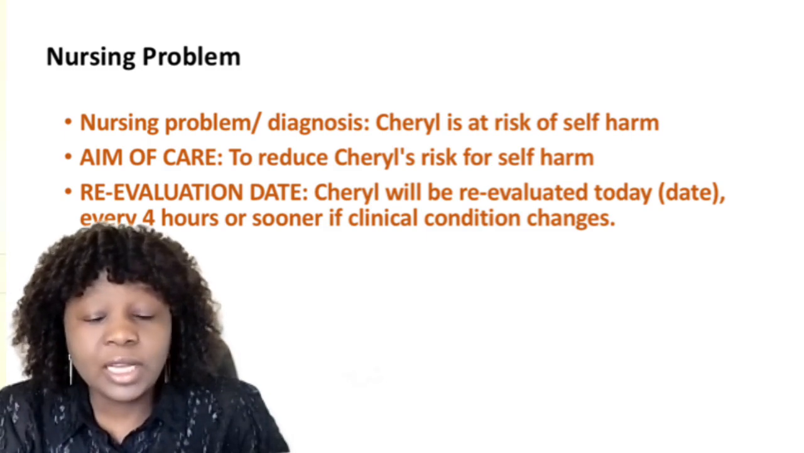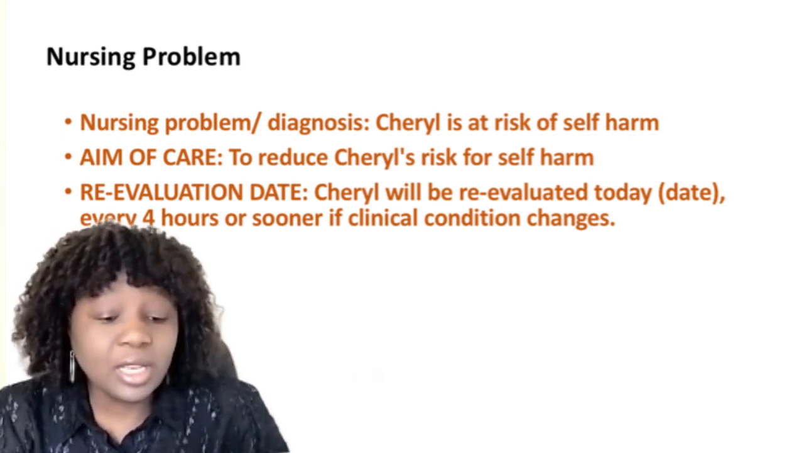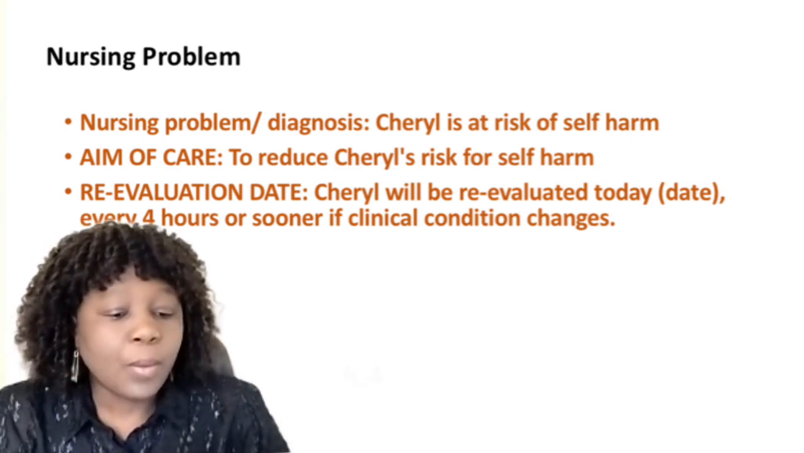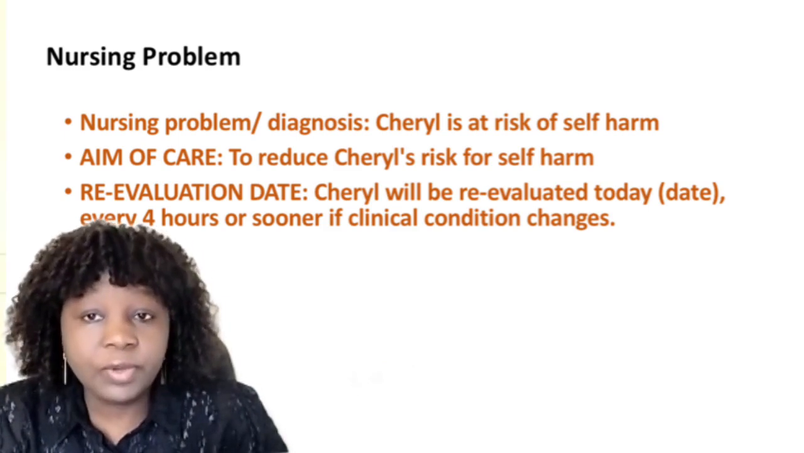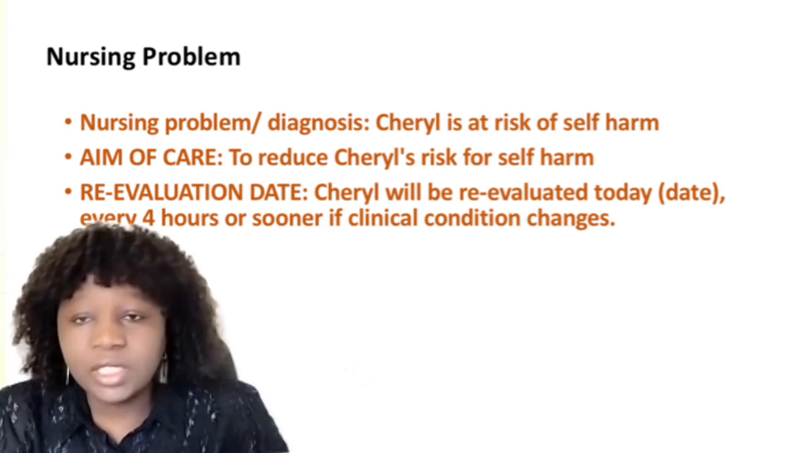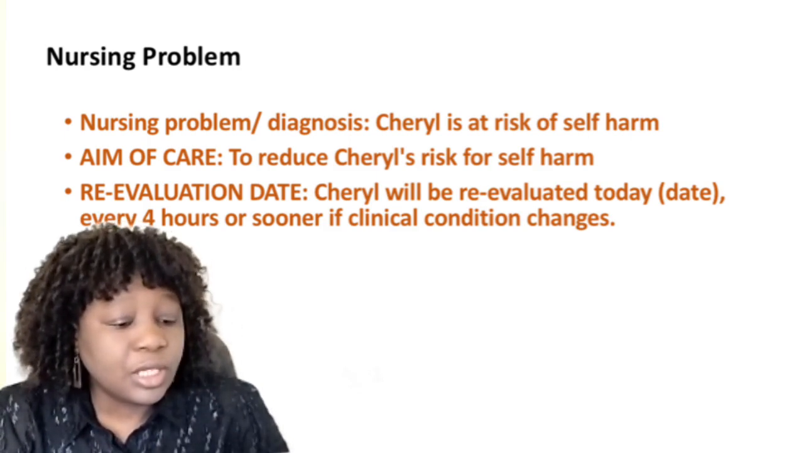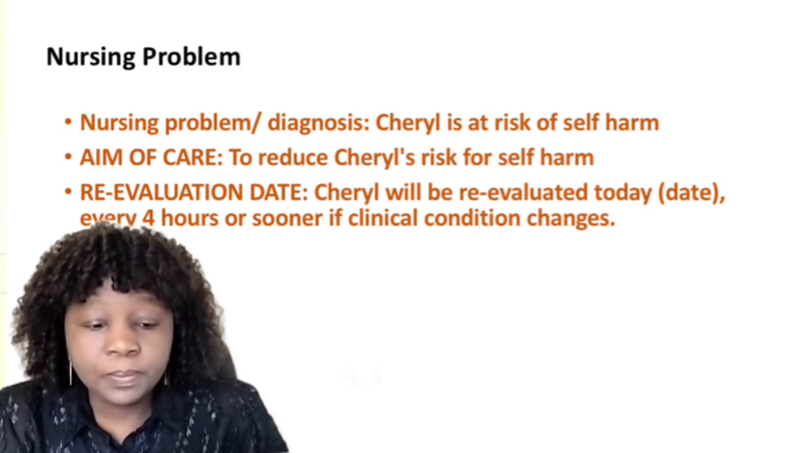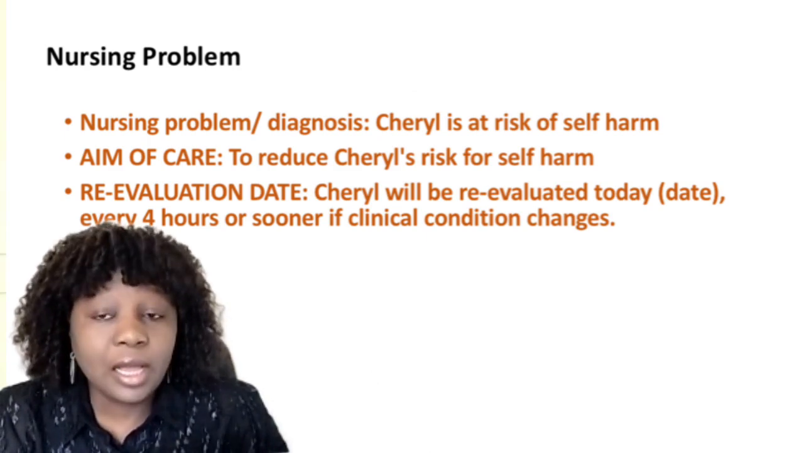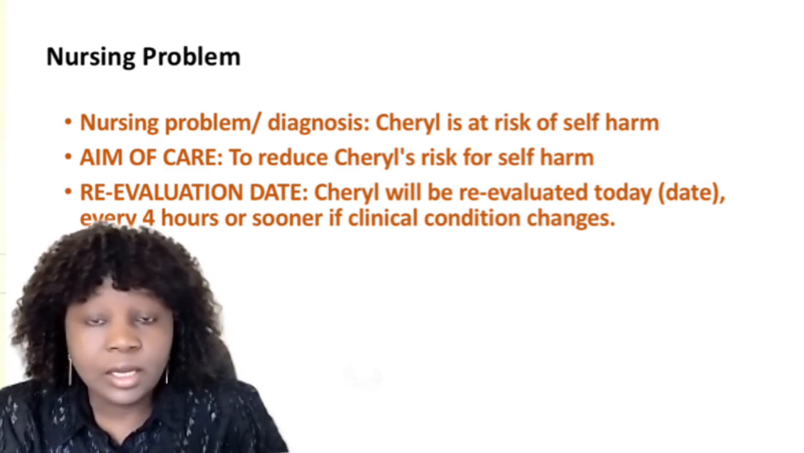Now, the second nursing problem I'll be talking about is Cheryl is at risk of self-harm. Of course, Cheryl got those wounds from self-harm, so she's still at risk of harming herself. So our nursing problem is Cheryl is at risk of self-harm, and the aim of care is to reduce Cheryl's risk for self-harm. We want to reduce that risk. Our re-evaluation date is Cheryl will be re-evaluated today. That's the date of your exam, every 4 hours or sooner if clinical condition changes. So your re-evaluation date must be something that is realistic, okay?